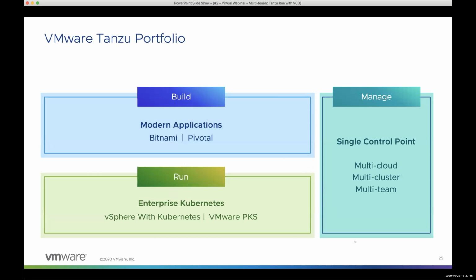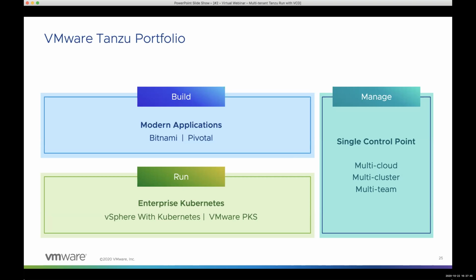So what comes in the build? Build comes out of our acquisition of Pivotal and Bitnami, where they offer a set of products by which your developers build the code. So that's on build. And then run comes from our Kubernetes integration with vSphere. So vSphere now has a Kubernetes engine embedded into the hypervisor, which I will give you a demo of.